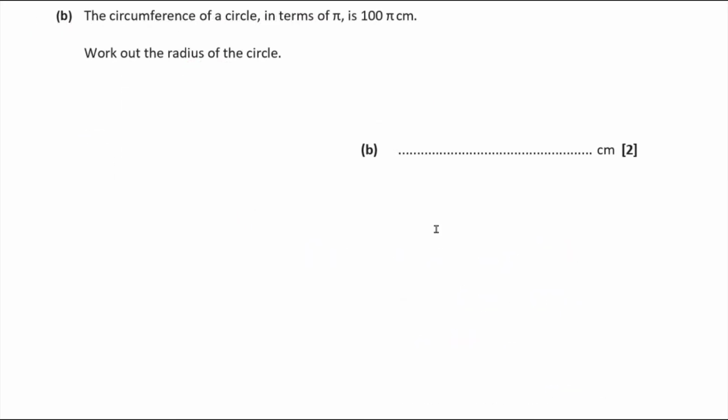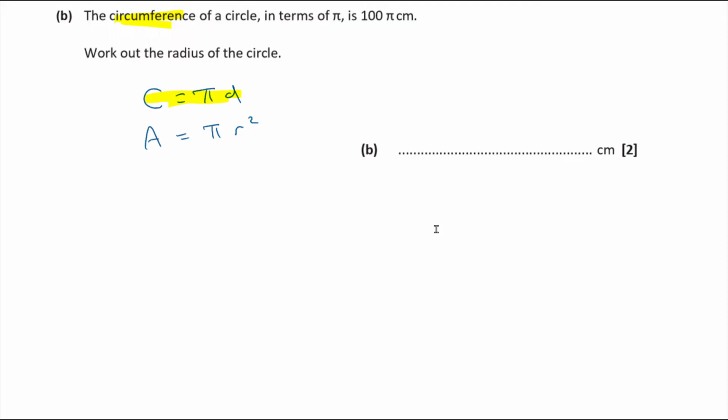Okay. Part B says the circumference of a circle in terms of pi is 100 pi centimetres. Work out the radius of the circle. Okay, so I've got two formulas that I need to remember for a circle. Cherry pie is delicious, apple pies are 2. It's a silly way to remember them. Which one of these do I need? I need the circumference this time, which is this formula here.